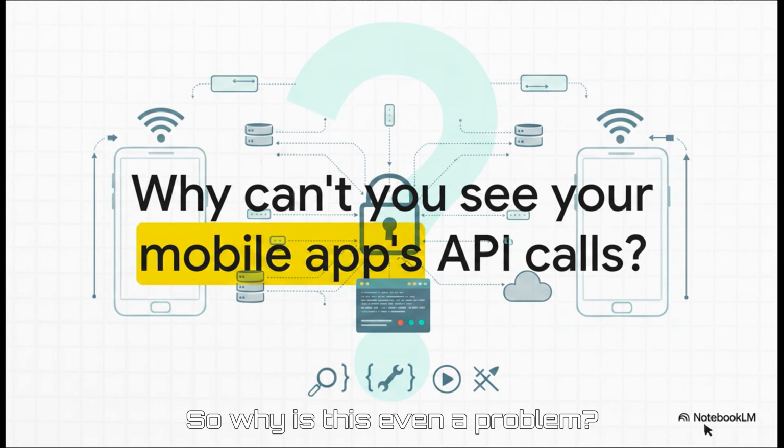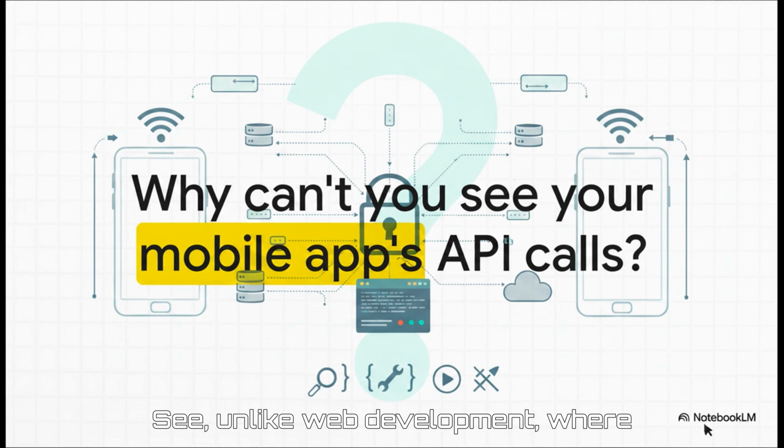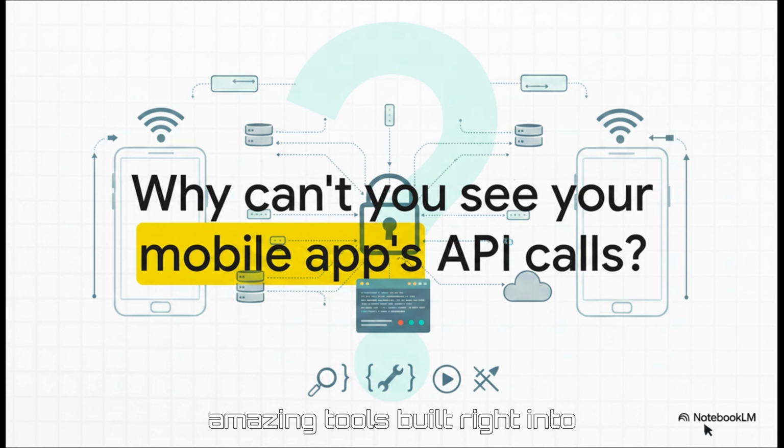So why is this even a problem? I mean, why can't you just see what your own app is doing? It's a super common frustration. See, unlike web development, where you've got all these amazing tools built right into the browser, mobile can feel like you're trying to debug something inside a locked box. So how do you get a look under the hood?